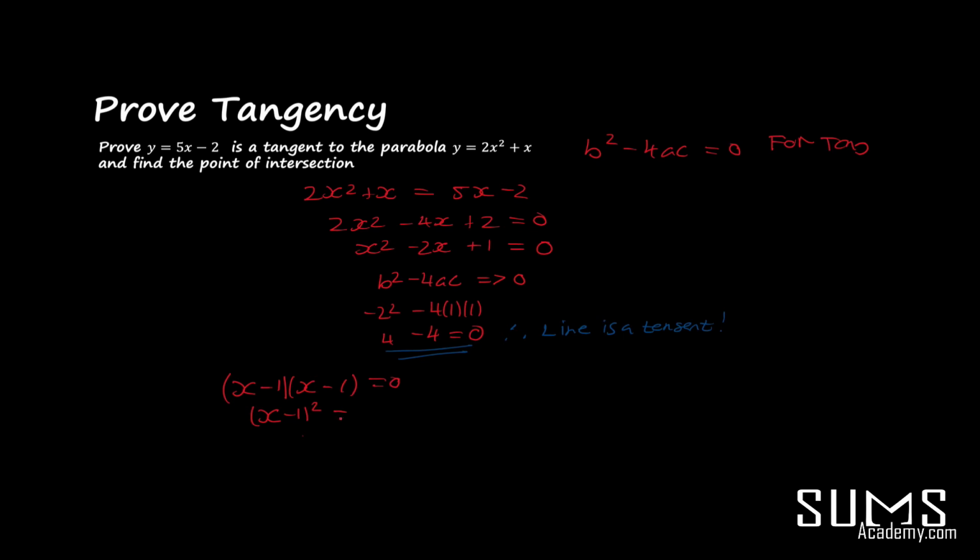So x is equal to 1. So we know x is equal to 1, and we just substitute that into our equation for y. So y equals 2 times 1 squared plus 1, which equals 2 plus 1, which equals 3. So the point of intersection is just 1, 3.